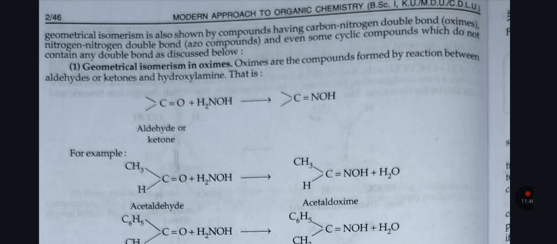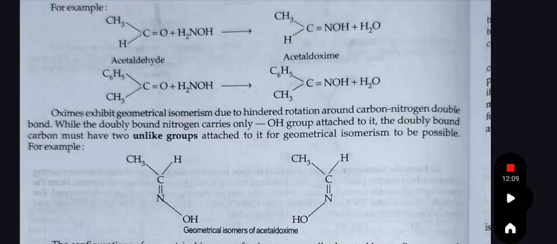First, geometrical isomerism in oximes. Oximes are the compounds formed by reaction between aldehydes or ketones and hydroxylamine. That is, aldehyde or ketone plus NH2OH will give C=NOH. For example, acetaldehyde on reaction with NH2OH will give acetaldoxime plus H2O.